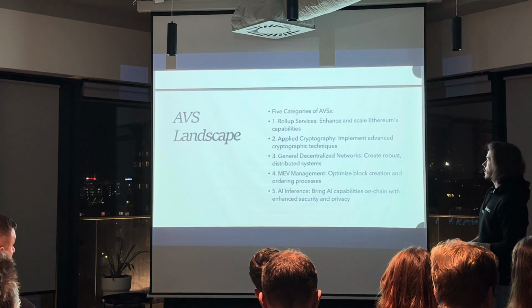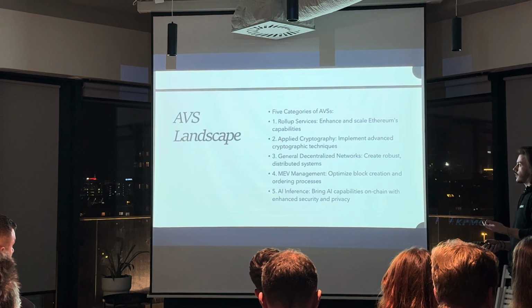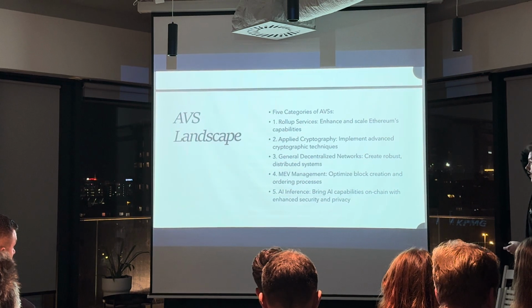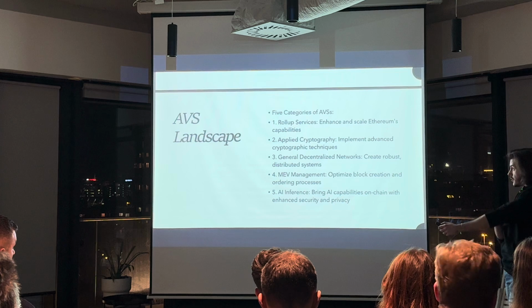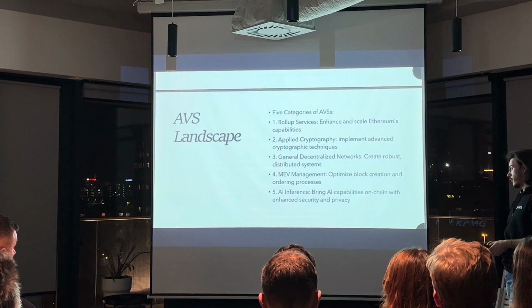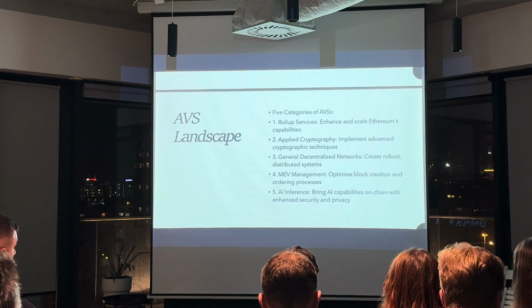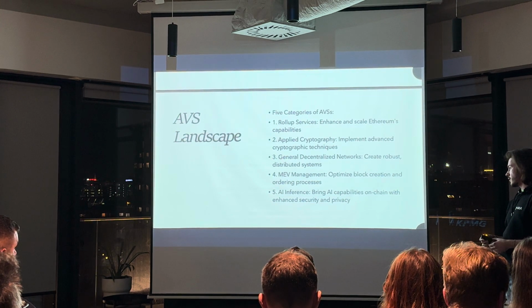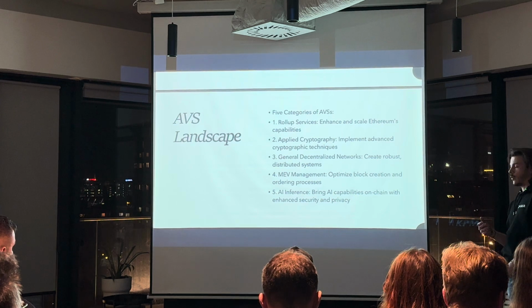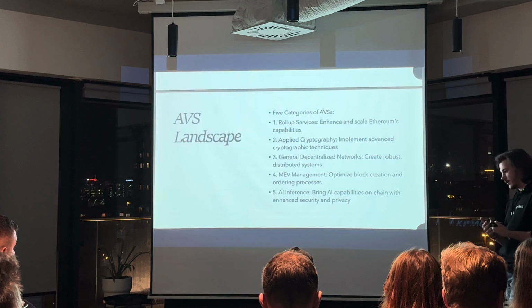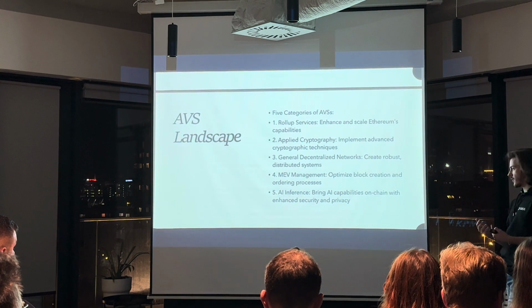So the AVS landscape: there are 5 categories of AVSs, but also much more added. Some of these are roll-up services for enhancing and scaling Ethereum capabilities, for applied cryptography, as I mentioned with ZK and FHE, and general decentralized networks, such as for oracles, MEV (miner extractable value) management, and also for AI inference. That's probably going to be a big use case in the future, because it can verifiably showcase how AIs behave in an off-chain environment. Let's say we can commit and test, compare the capabilities of some AI models.